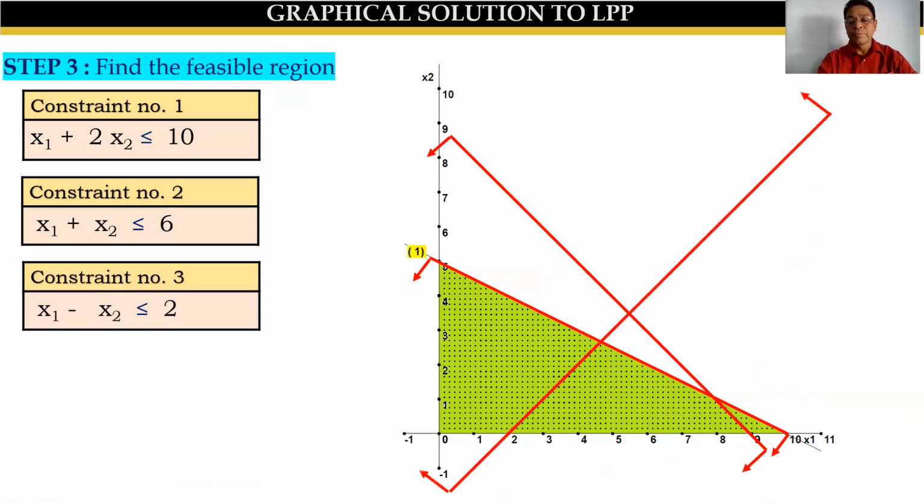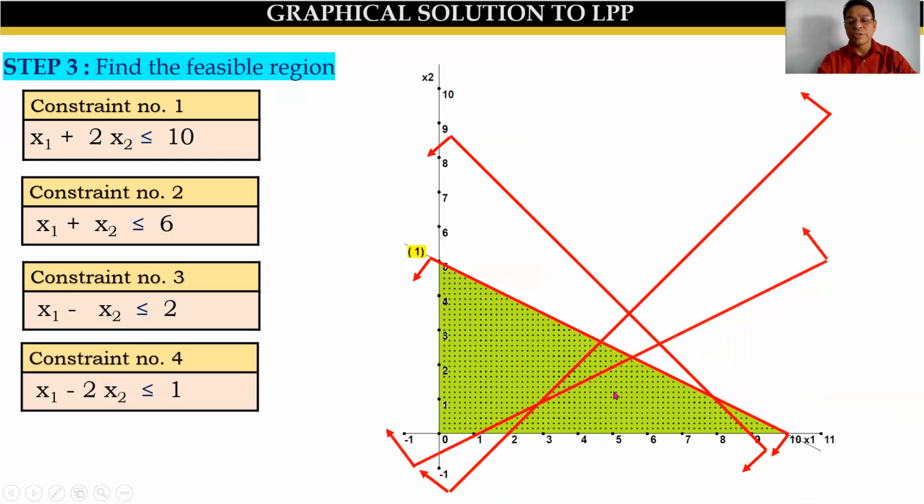It says that the feasible region can be here, not this, not this. This is accepted by the first and second constraints, but not accepted by the third constraint. And the fourth constraint says that even this is not accepted. Even this small portion is not accepted.